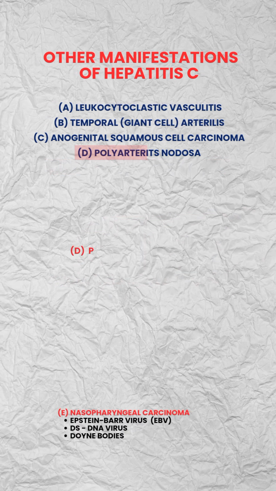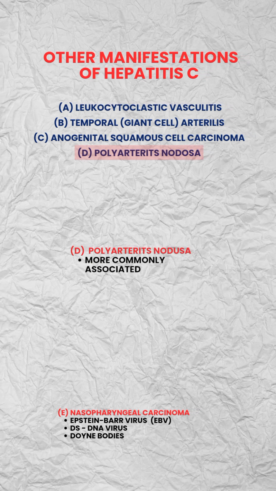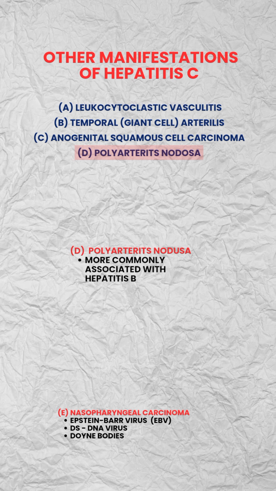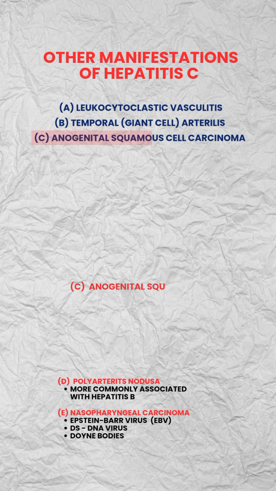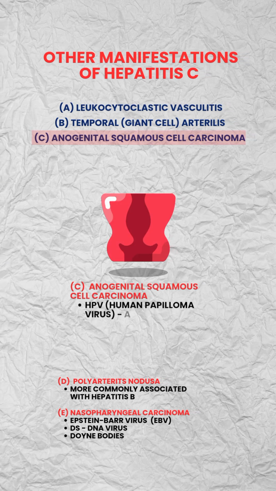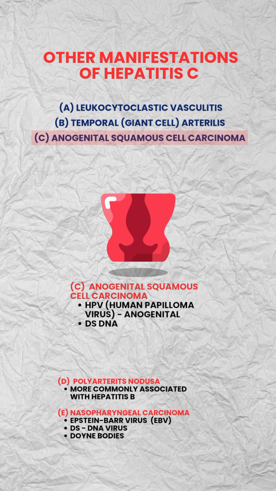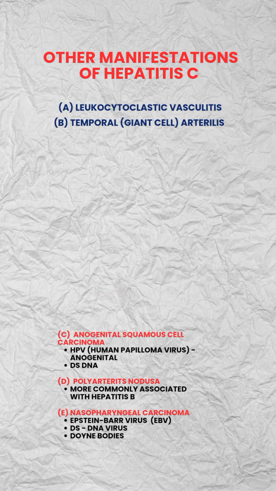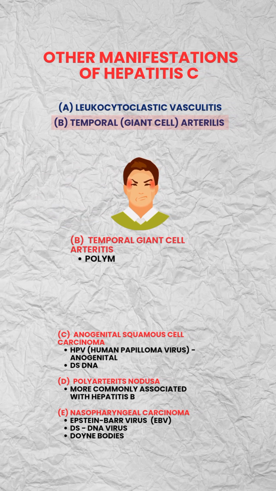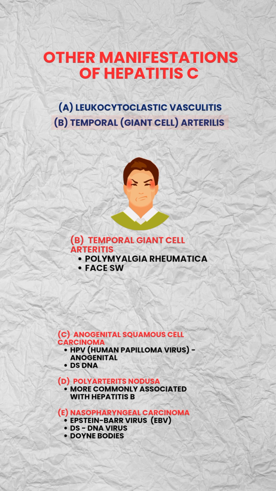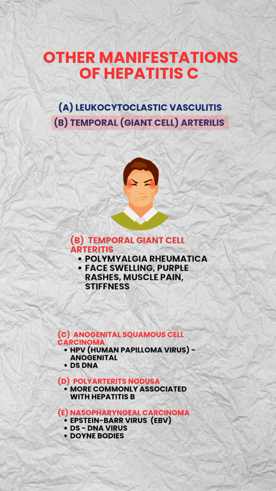Option D, polyarteritis nodosa, while potentially linked to both hepatitis B and C, is far more commonly associated with hepatitis B. So we can rule this out as well. Option C, anogenital squamous cell carcinoma, is related to HPV, which is a DNA virus and has no direct connection to hepatitis C, so we can strike this out too. Plus option B, temporal giant cell arteritis, typically occurs in older patients and presents with polymyalgia rheumatica symptoms like muscle pain and stiffness, but it's unrelated to hepatitis C.